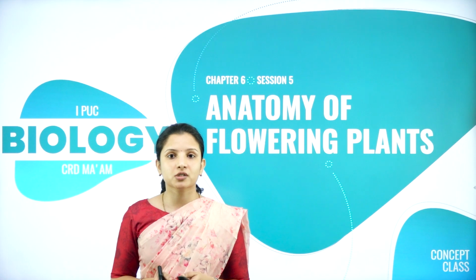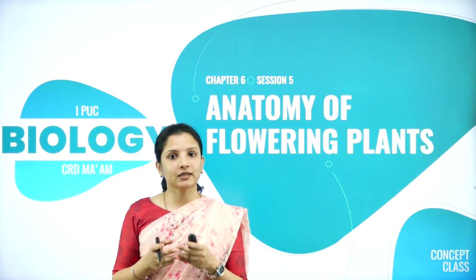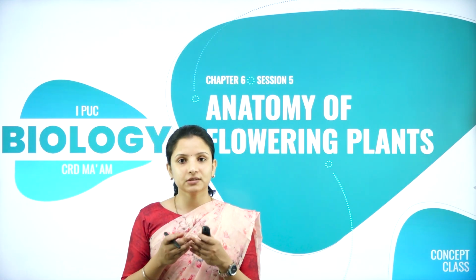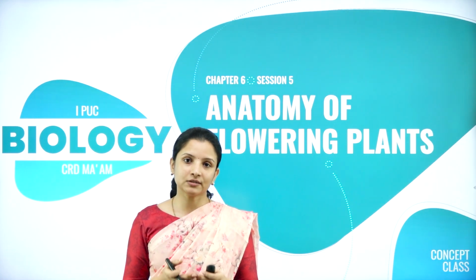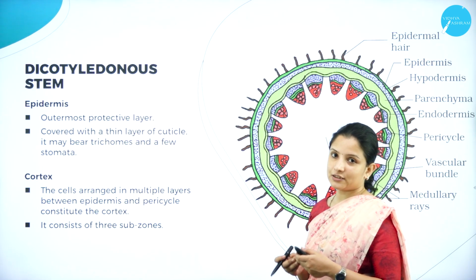So in today's session, we shall study how the cells are arranged in a stem. We shall study by taking a transverse section of a dicotyledonous stem and a monocotyledonous stem. To begin with, we will start with the dicotyledonous stem.